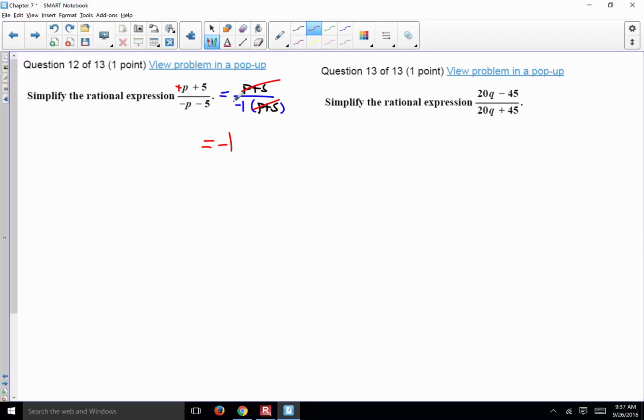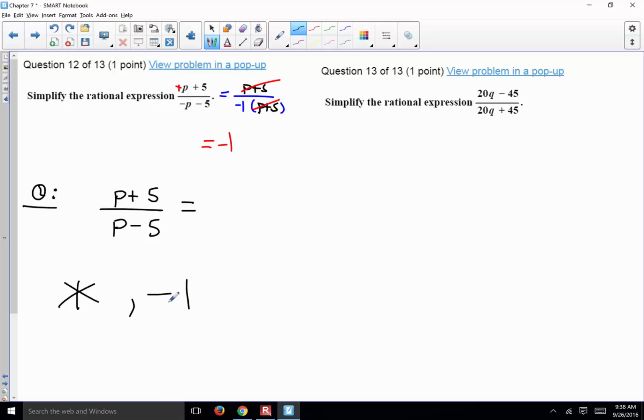Let's see. How about I say a new question. I do P plus 5 and P minus 5. What do you say? 1, negative 1, or can't be cancelled? How many of you say 1? To call 1, they must be the same. They are not the same, right? So this is off the list.